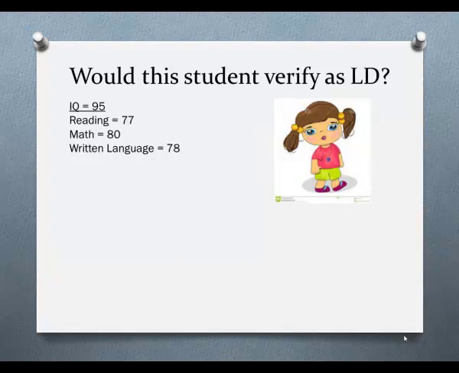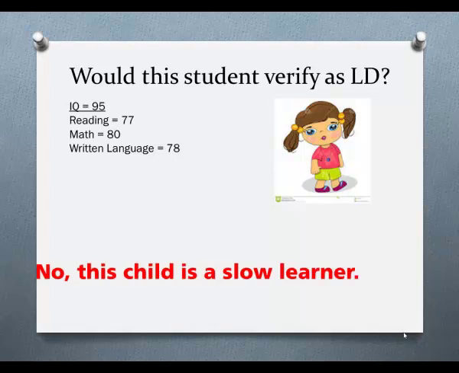Would this student verify as LD? She has an IQ of 95 and a standard score in reading of 77, a math score of 80, and a written language score of 78. No, this child is a slow learner, and as one can see, there isn't a 20-point discrepancy.